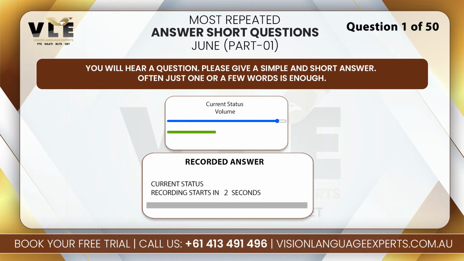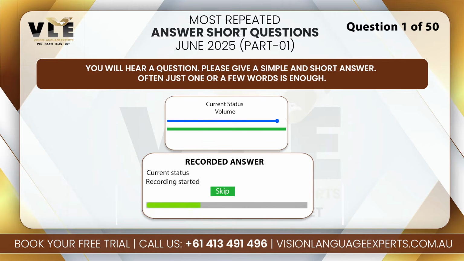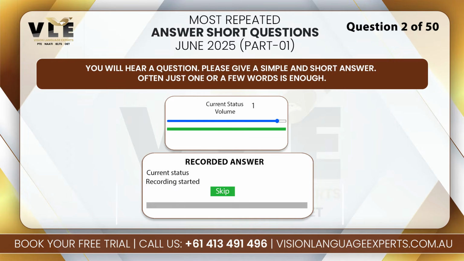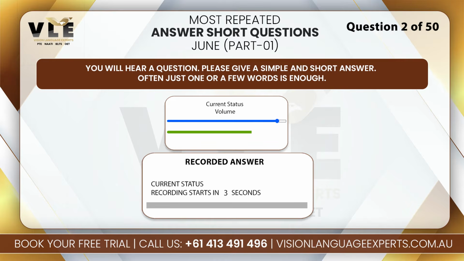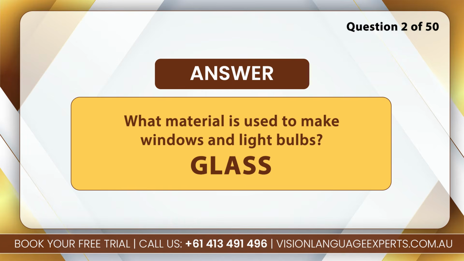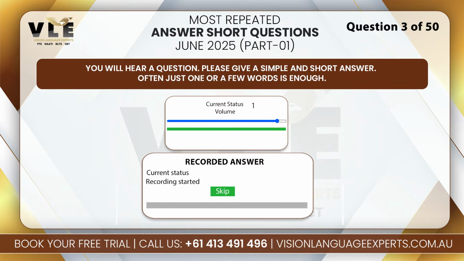What is the force that opposes the relative motion of two surfaces in contact called? Friction. What material is used to make windows and light bulbs? Glace.